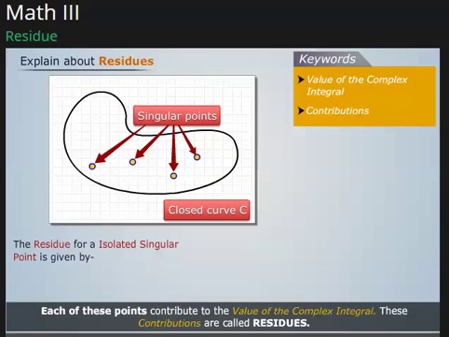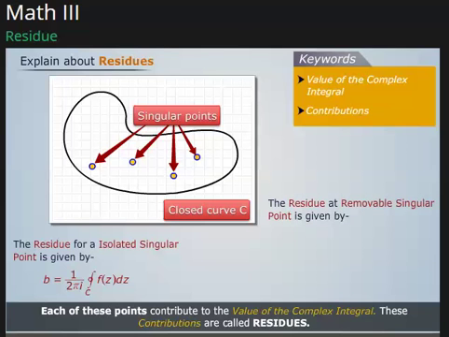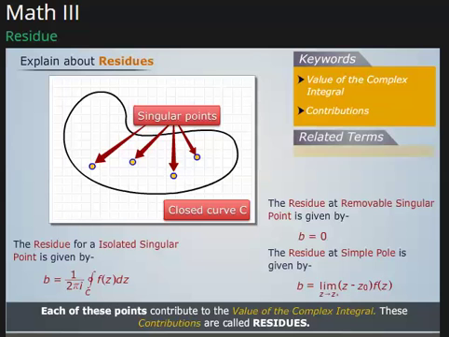The residue for an isolated singular point is given by. The residue at a removable singular point is given by. The residue at a simple pole is given by. Related terms are.